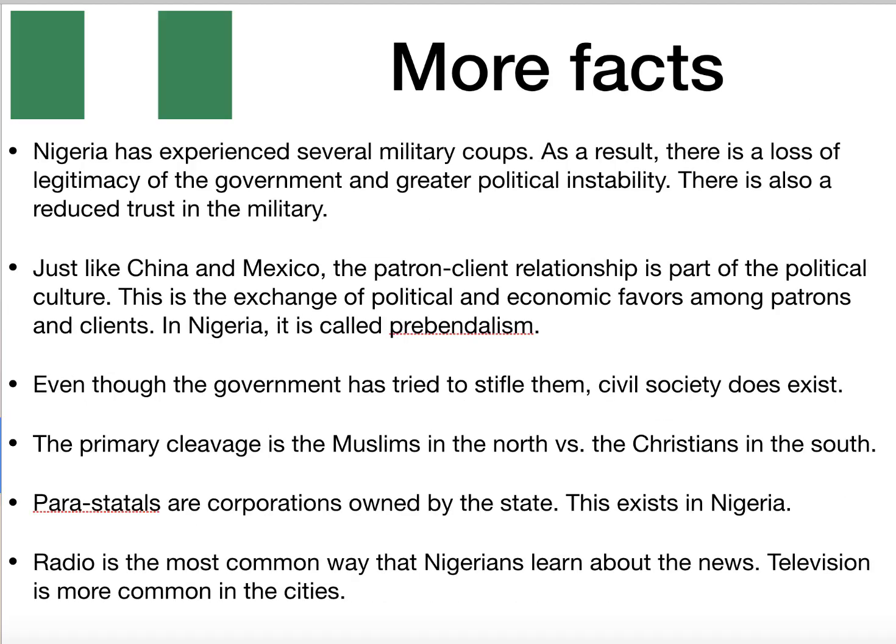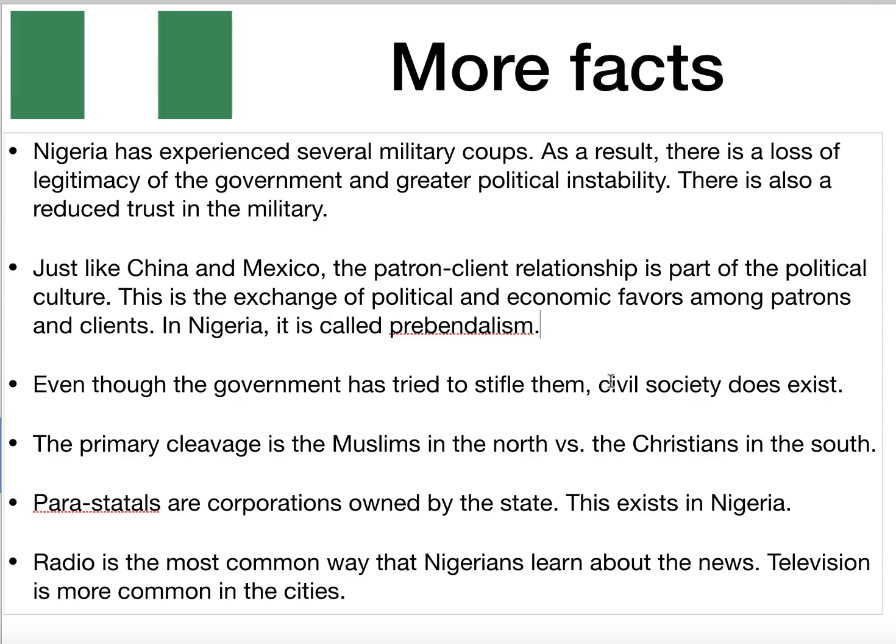All right, and then I just threw a couple of random facts in here. We already mentioned the military coups. Just like China and Mexico, which have very strong systems of who you know getting you jobs in the government. If you give political and economic favors to people, you scratch my back, I'll scratch yours. In Nigeria, that is called prebendalism. So those three countries probably have the highest level of what they call this patron-client relationship.